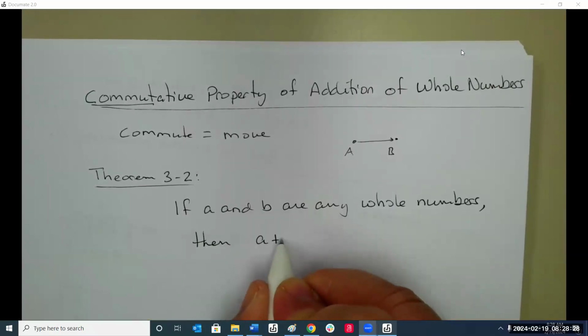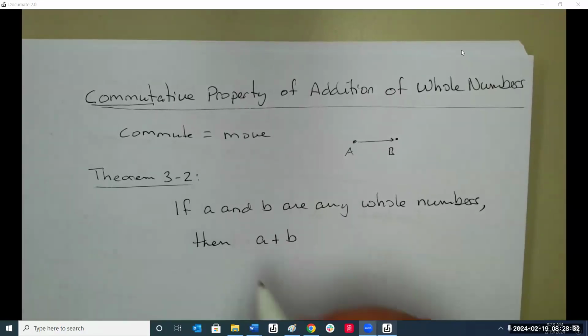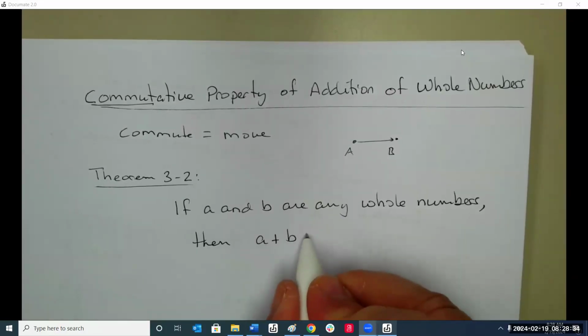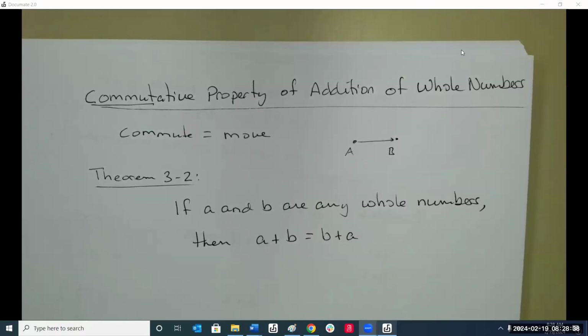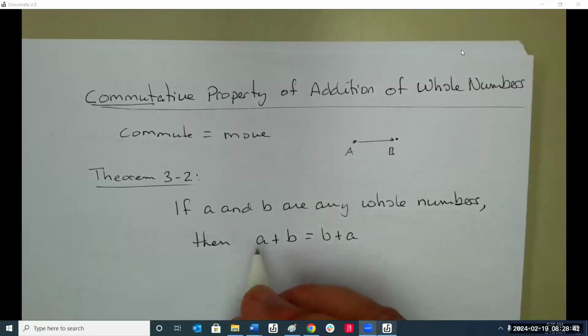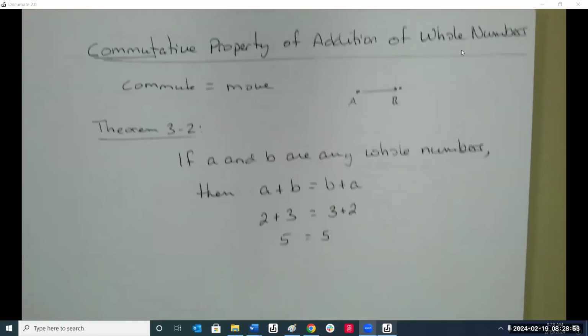then A plus B, which we've just determined exists because of closure, if that's true, then so does B plus A. The order of which is not important. If we have 2 plus 3, or if we have 3 plus 2, they both equal 5.